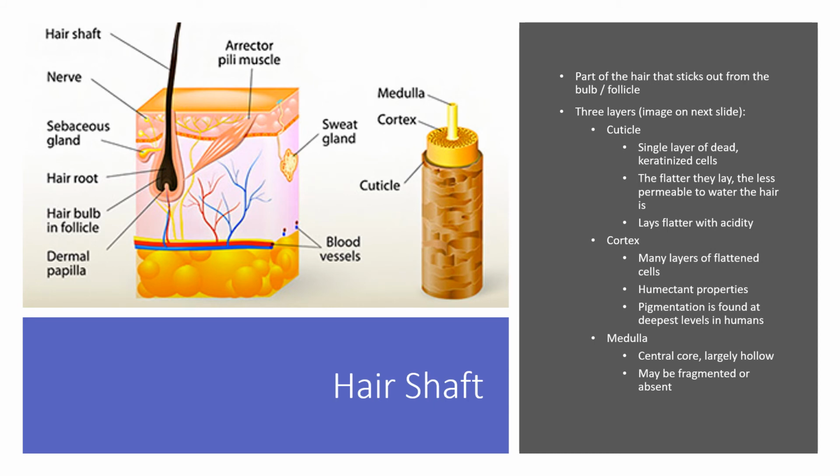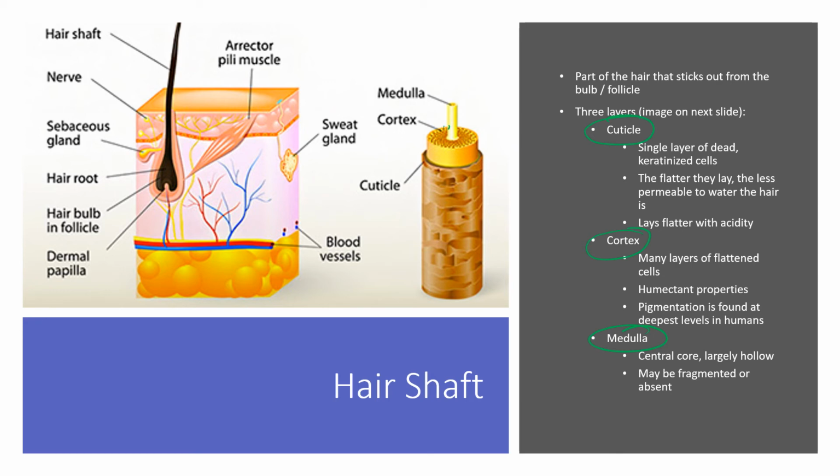The part that sticks out from the bulb or the follicle is called the hair shaft. So down here is your hair root. The rest of it is the hair shaft. There's 3 layers to hair. There's a cuticle, the cortex, and the medulla. The medulla is a central core to the hair. It's basically a hollow, empty space, a hollow core. It might be fragmented where it kind of starts and stops. It may be continuous and just keep going the whole length.